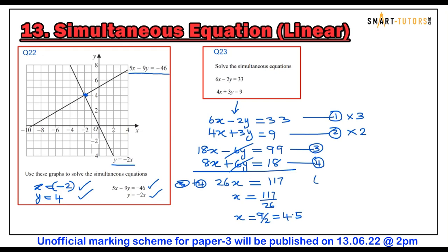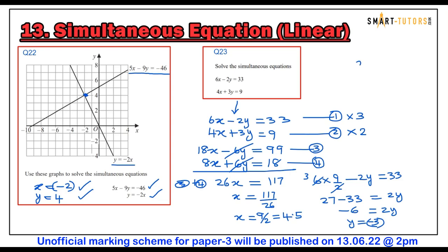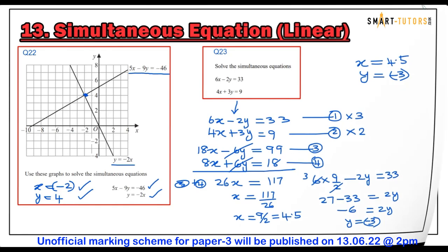So the first equation, 6x means 6 times 9 over 2, minus 2y equal 33. So 2 goes into 6 three times. This is 27 minus 33 equal to 2y. So this is 33 minus 27 is minus 6 equal to 2y. So y equal minus 3. So the answer for this question, x equal 4.5 and y equal minus 3. And that is the answer for the question number 23.